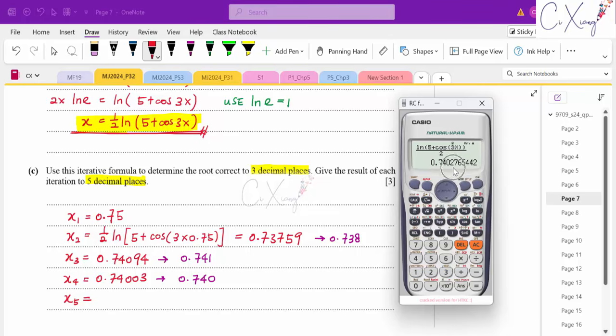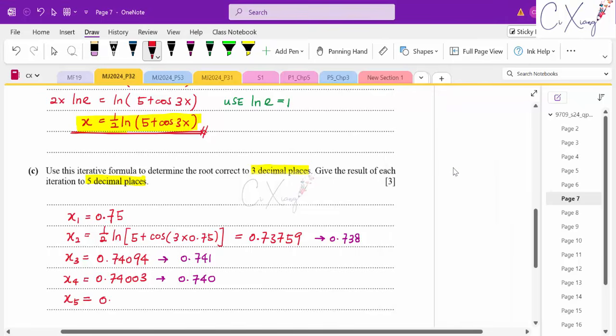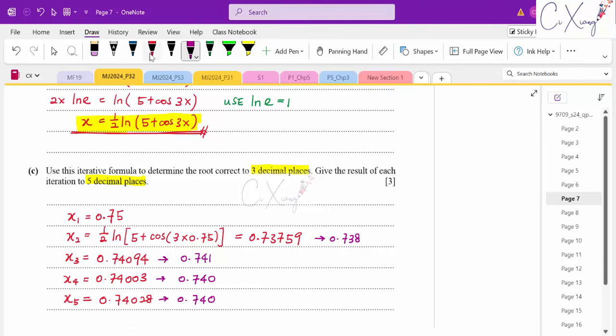So I get this 0.74028. Then again double check. So you realize that this is actually a repeated value for 3 decimal places. So both of them are 0.740. Therefore, we can stop here, because we already get our root.